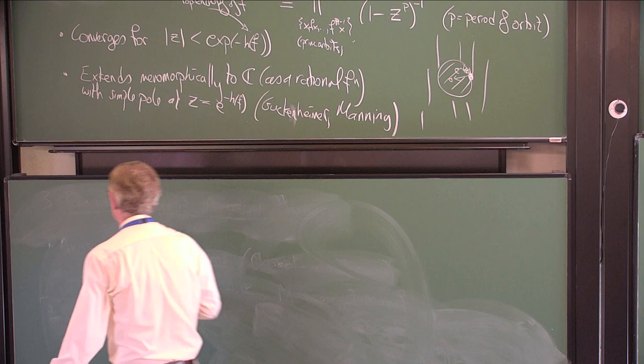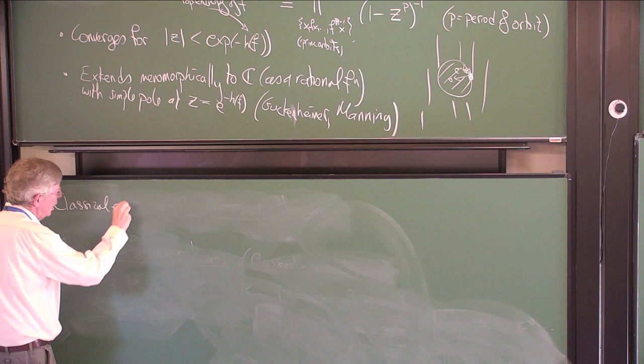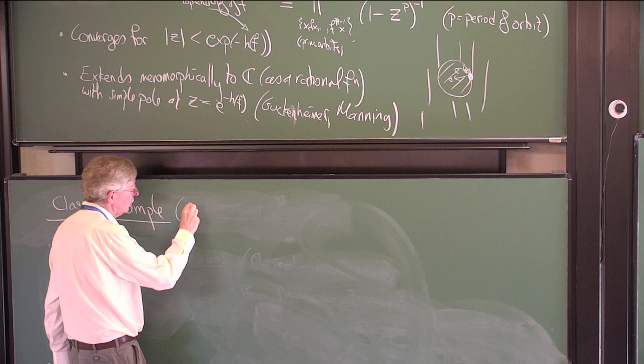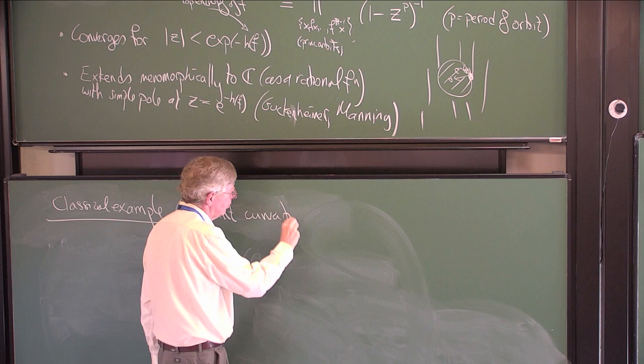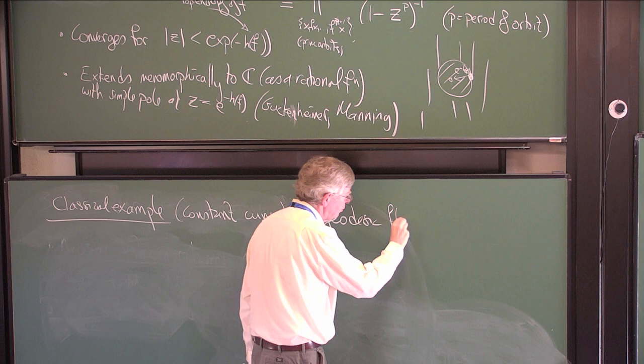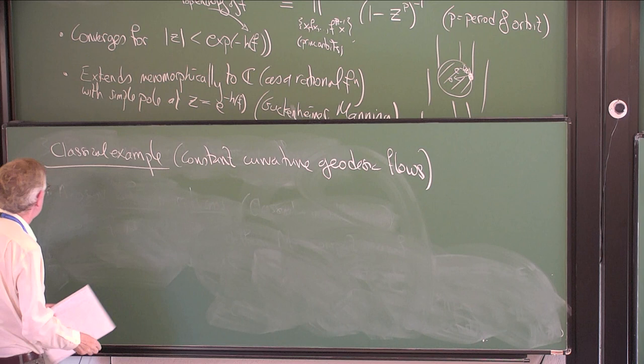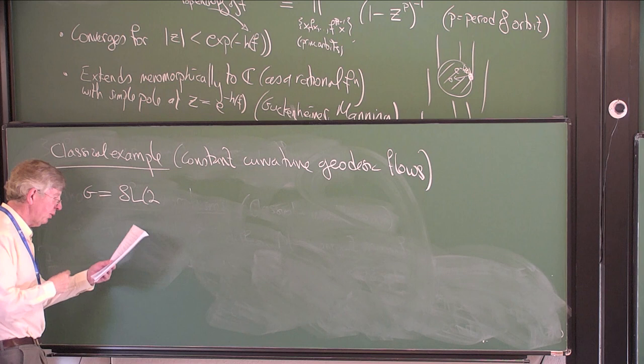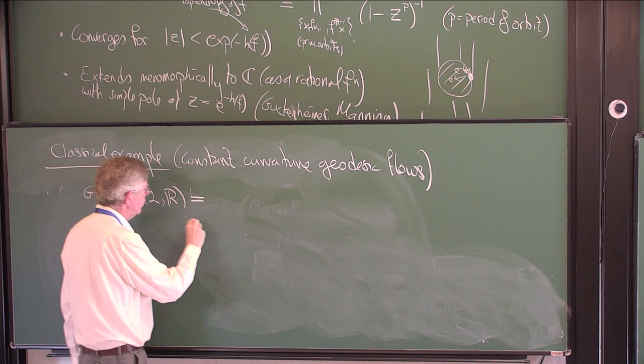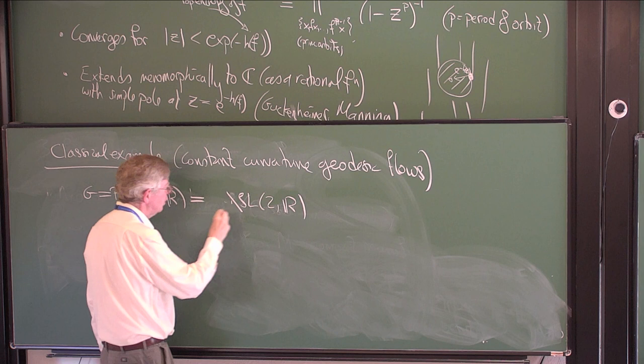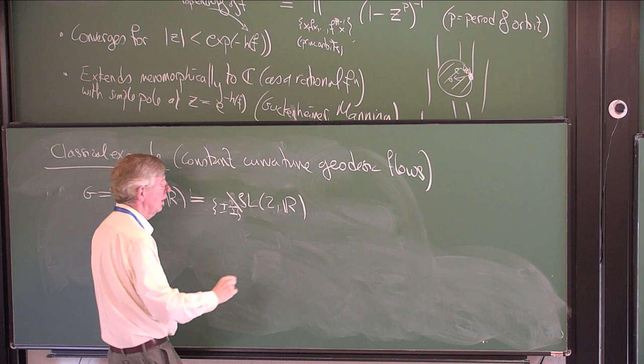An equally classical result, example is the following, so classical example. Constant curvature. This is mainly to introduce some notation. And so I assume that I let G just denote SL 2R, possibly PSL 2R even, which looks not unlike SL 2R, possibly quotienting out by plus or minus the identity, like that. And then I'll take a discrete group inside here.